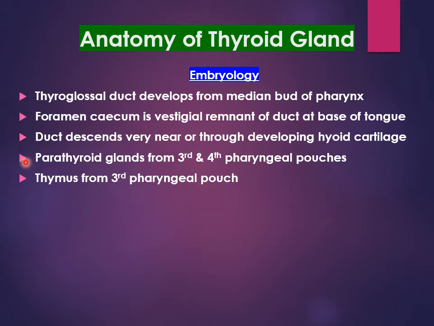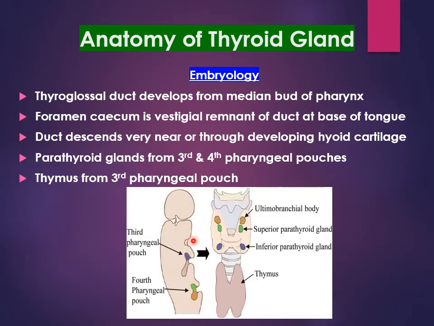and the parathyroid glands from the third and fourth pharyngeal pouches accompany this descent of the thyroid, together with the thymus from the third pharyngeal pouch and the ultimobranchial bodies, which form the parafollicular or C cells of the thyroid.